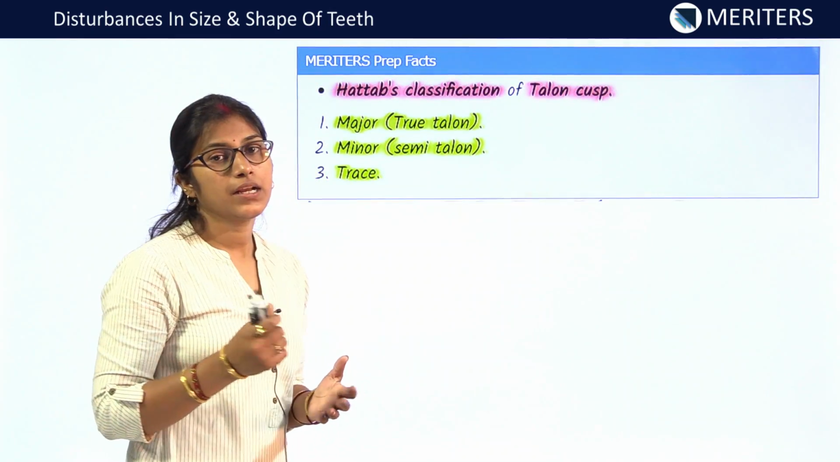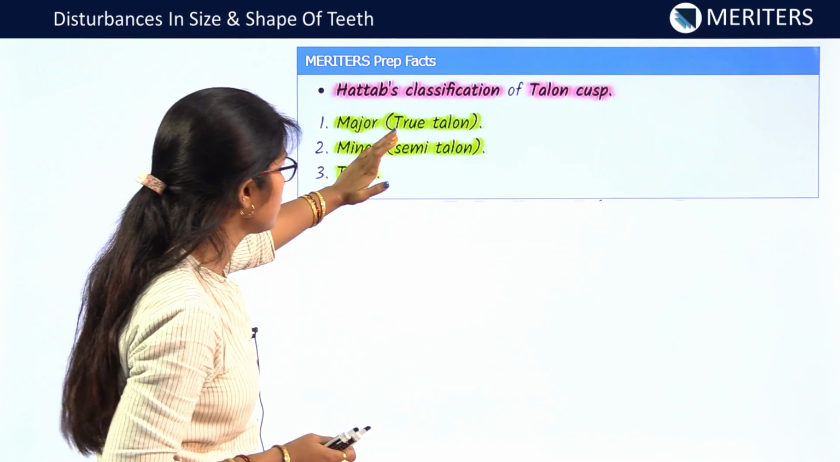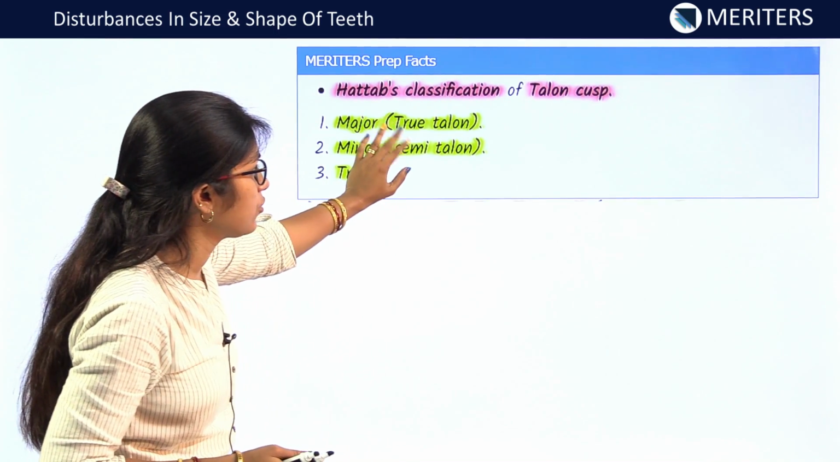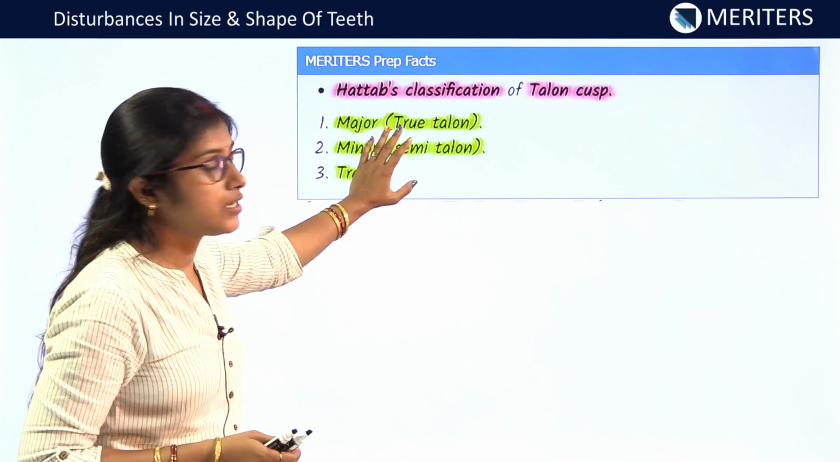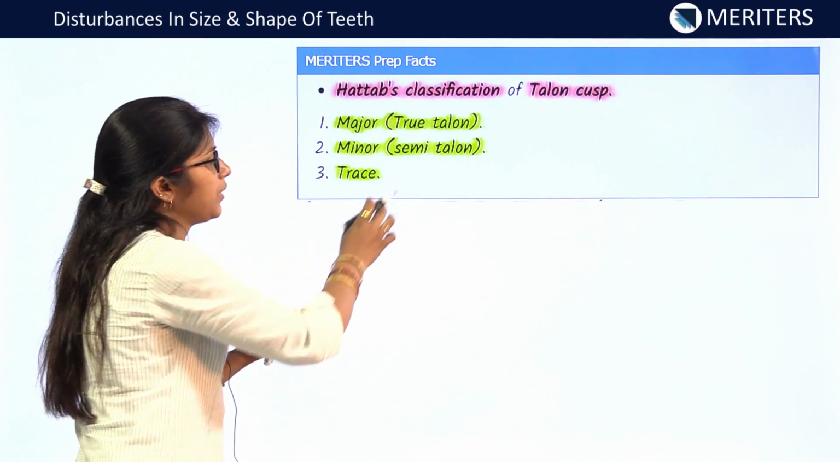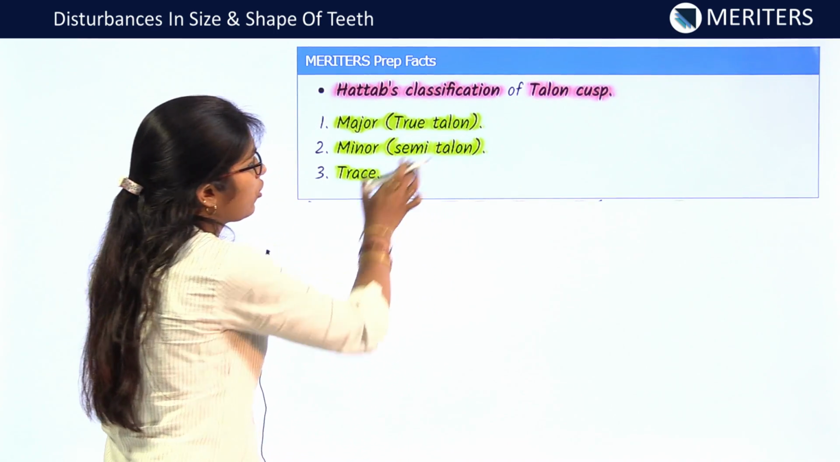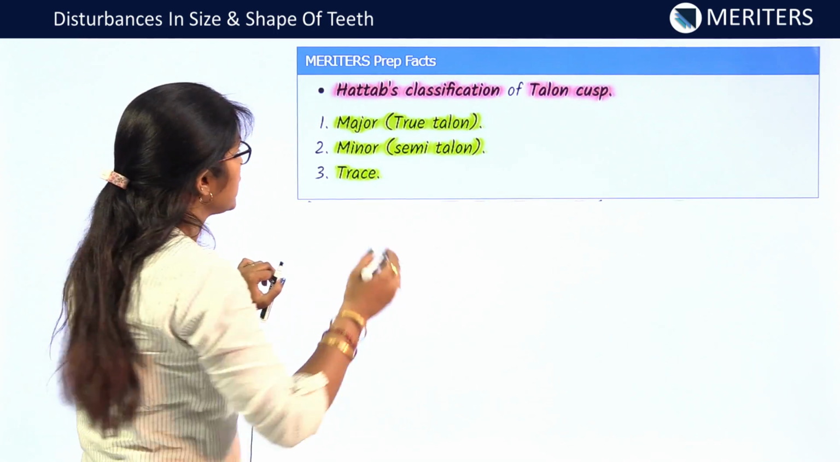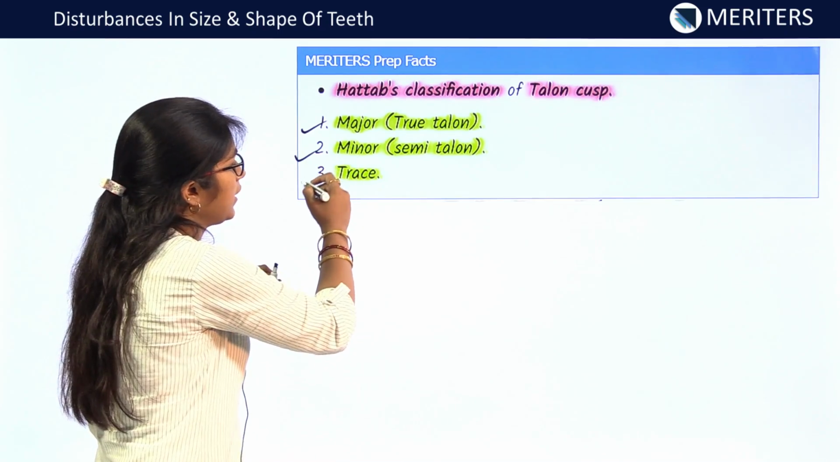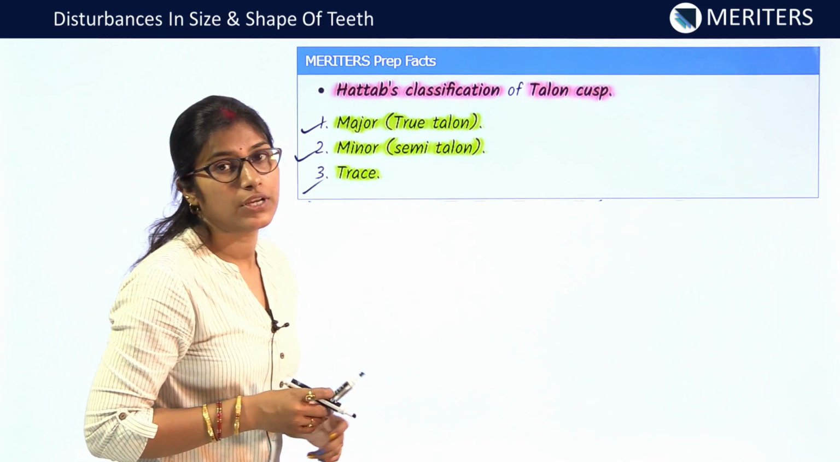There is a classification system. The classification of Talon cusp is done by Hattab, so it is called Hattab's classification of Talon's cusp. And it's a very simple classification. There is true talon, semi-talon, or trace talon. So you may get it as major, minor, and trace talon. These are the terminologies used in this classification.